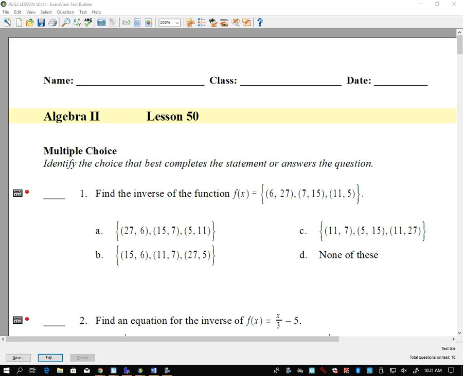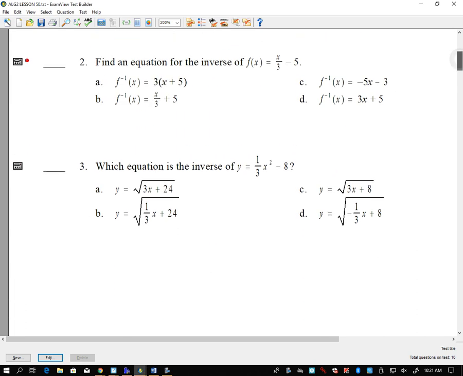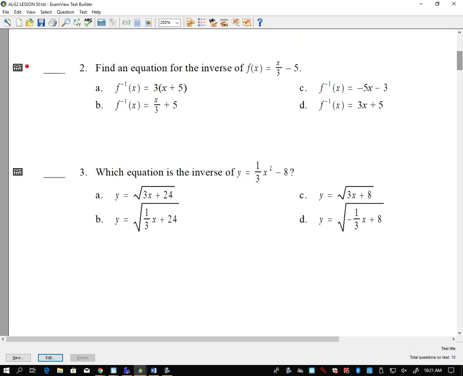All right, number 2, though. Find the equation of the inverse. Basically, we're saying y equals x over 3 minus 5, right? Okay, so my first step is that I want to rewrite it. What do I rewrite it as? Okay, x equals y divided by 3 minus 5. So rule number 1 is flip the variables. Rule number 2 is solve for y.